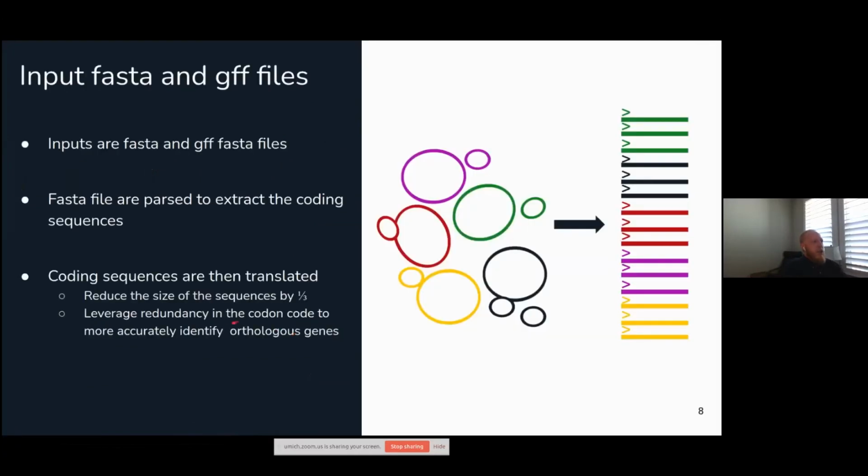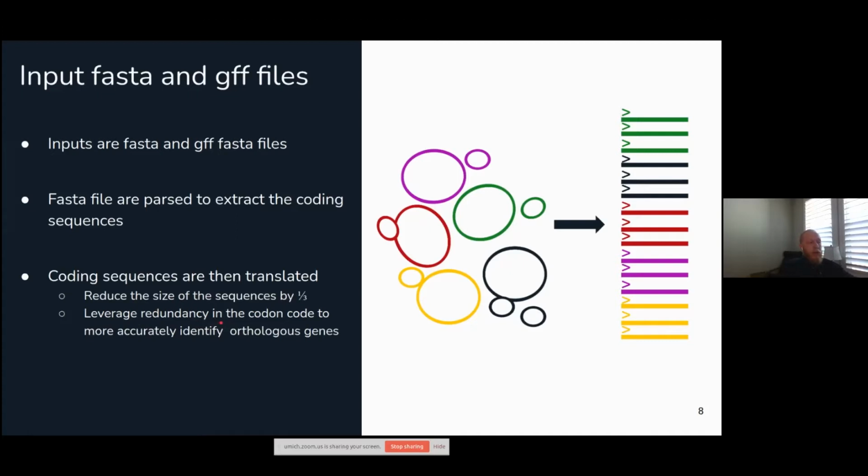To give an overview of how our algorithm works, we start with the input assembly and the annotations in the form of GFF files. We use the coordinates within the GFF files to extract the coding sequences, and then we translate the coding sequences. This effectively reduces the size of the sequences which need to be aligned by 1/3, which is important because length is a major contributor to complexity in multiple sequence alignment. And additionally, we can leverage the redundancy in the codon code and more accurately identify orthologous genes.